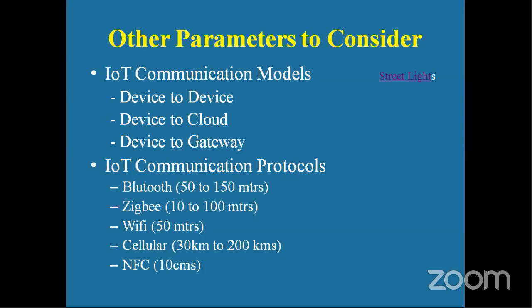device. One device is communicating directly to the cloud. For this, I need what? A global IP for each device. And lastly, we have device to gateway, where devices get connected to the gateway, and the gateway in turn sends the information to the cloud.